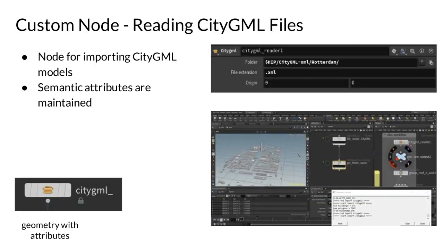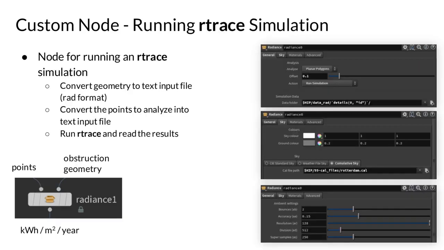A plugin for importing CityGML models. The plugin imports both the geometry data and the semantic attributes from the CityGML model. And a plugin for executing rtrace simulations. The plugin includes a graphical user interface for configuring various simulation settings.